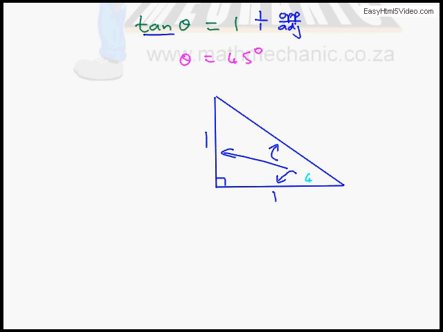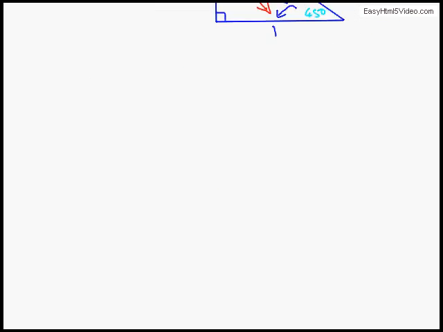Let's just indicate it like that. And then using the sum of the interior angles of a triangle, we can then stipulate that that should also be a 45 degree angle. And that basically then means that if we look at it from that perspective, we've still got opposite over adjacent as 1 over 1.